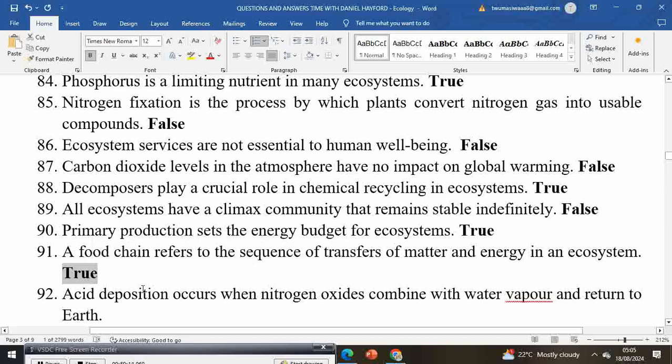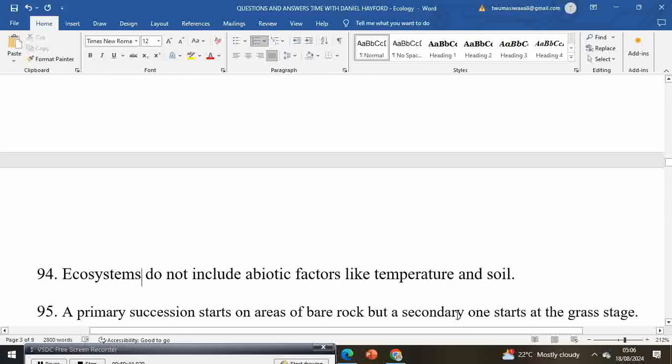Now the next one is acid deposition occurs when nitrogen oxides combine with water vapor and return to the earth. This statement is also true. What is the significance of acid deposition? You can leave your answer as a comment.